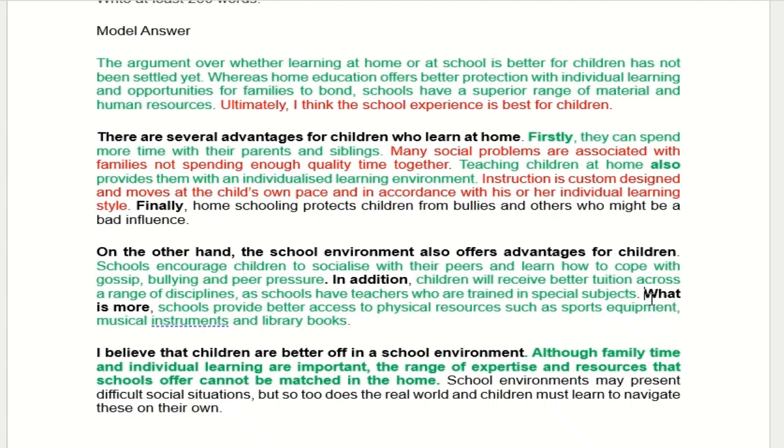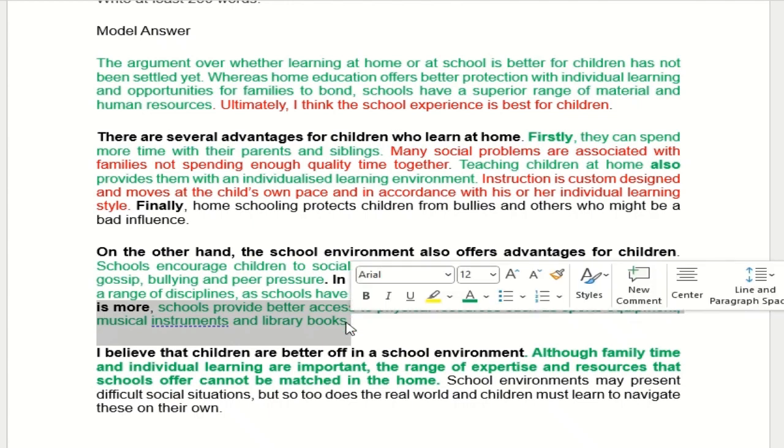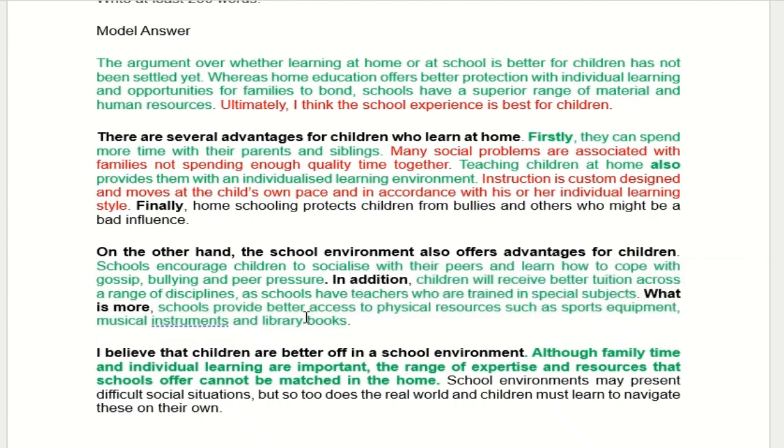And then there's a third advantage here in this paragraph. It says, what is more, schools provide better access to physical resources such as sports equipment, musical equipment, and library books. So this very last one that is added right now is just evidence. When you give evidence, you don't need to give a general statement first. Once you have been able to give evidence, that evidence can be both your reason and evidence, because when you give evidence, you are asking the reader to derive the reason from it, and that's perfect.